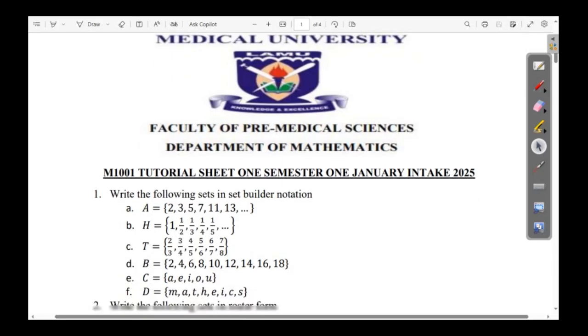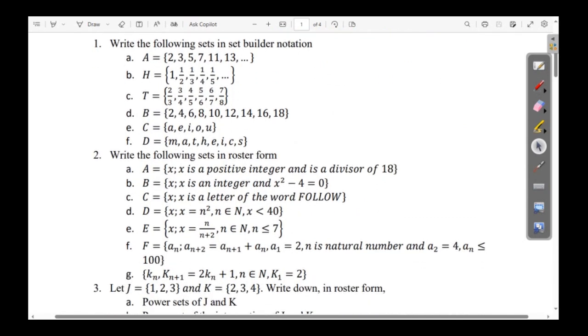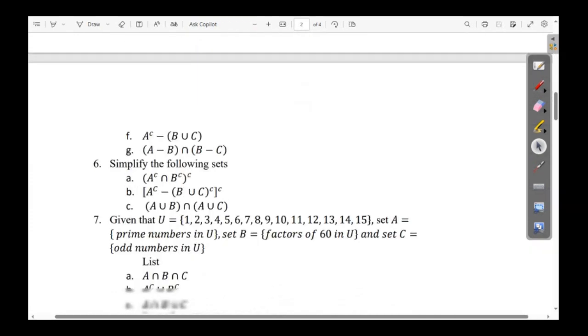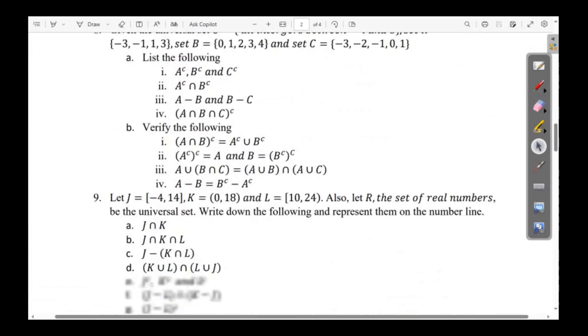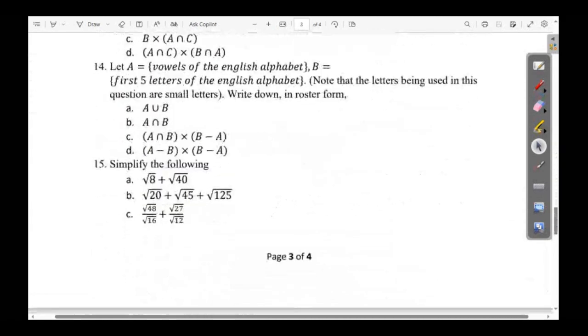Welcome to this video where we are going to be discussing questions from tutorial sheet 1 for Lusaka Medical Apex University. You can see this tutorial sheet here, it has a lot of questions on set theory. We are going to solve all these questions, and I'll make sure that I solve and explain each one of them.